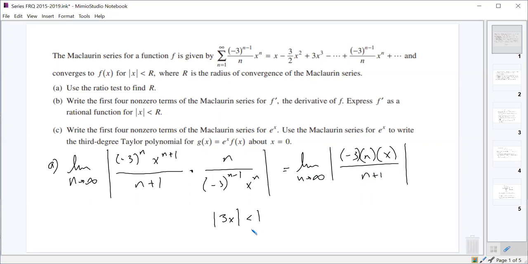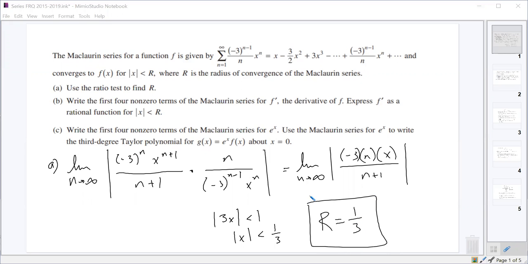And so we'll let that be less than 1, which tells us the absolute value of x is less than 1/3, which should tell us that our radius of convergence is 1/3. Everybody good there?